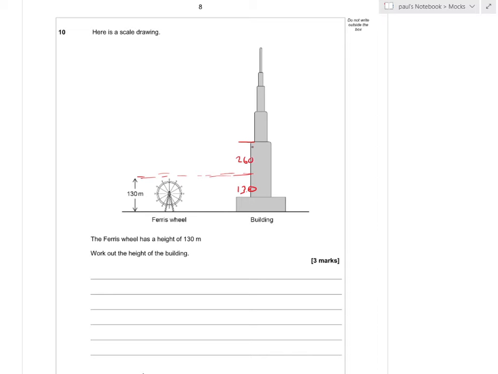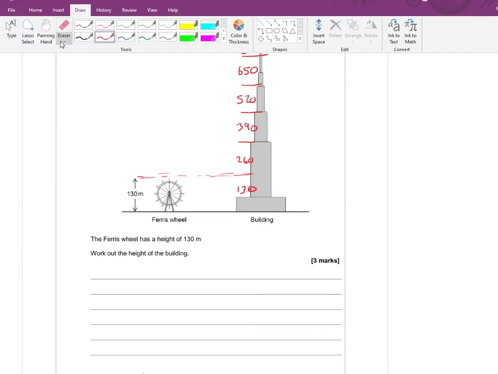That's 260. Now another one, 390. Maybe another one there. Another 130 is 520, another one there, 650. And maybe another 20 or so. I don't know, another 20, 670 maybe. I'd measure that. Maybe these are not quite long enough. So if I measure with a ruler, that will give me the idea.